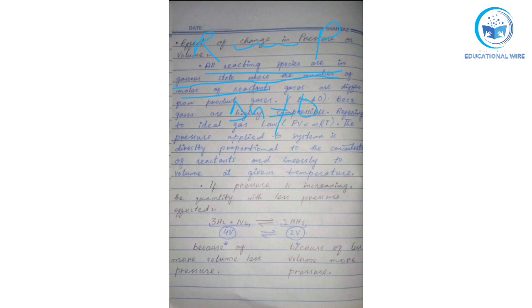Referring to the ideal gas law that we did in our previous lectures, that is PV equals nRT. The pressure applied to the system is directly proportional to the concentration of reactants, and inversely proportional to its volume, at a given temperature.